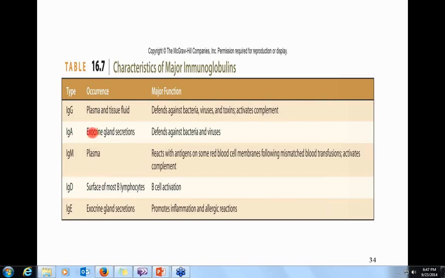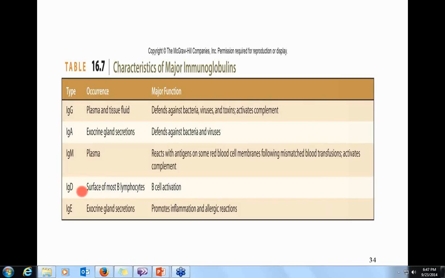IgA, this is made by exocrine glands. One of the exocrine glands that makes this is the mammary gland. This is another way that a mother can help her child's immune system by passing antibodies to her nursing child. IgM, you've encountered this one when you've seen slides of blood typing. That agglutination or coagulation that occurs is due to the IgM antibody.